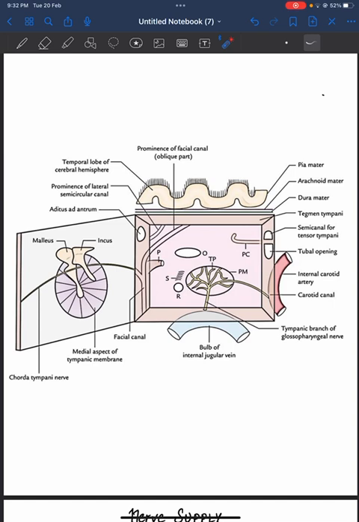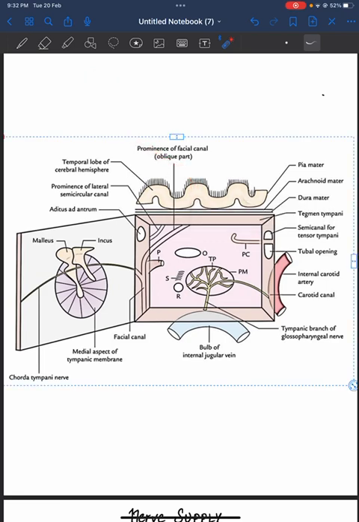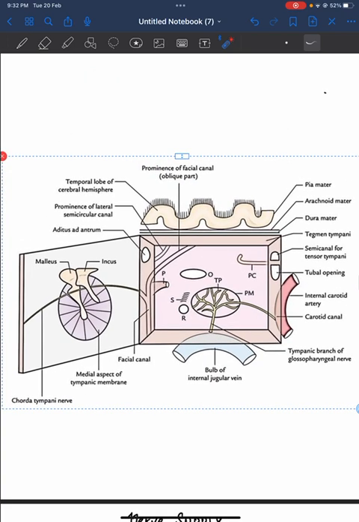Over the abducent nerve, it takes a turn. If this is the abducent nerve nucleus, the facial nerve takes a turn which is called the internal genu. Again, it comes over here, and over here again it takes a turn, and this turn is known as the external genu.